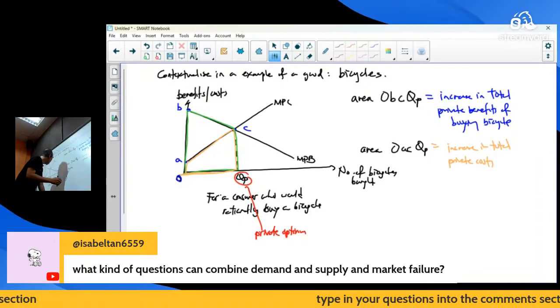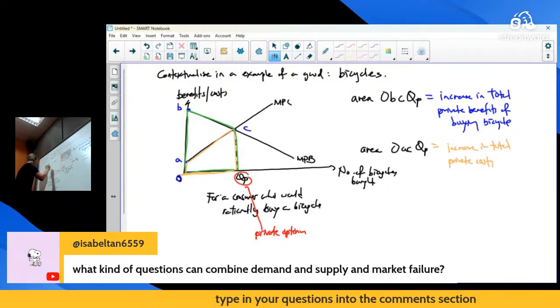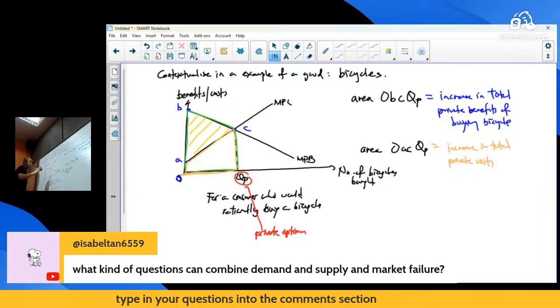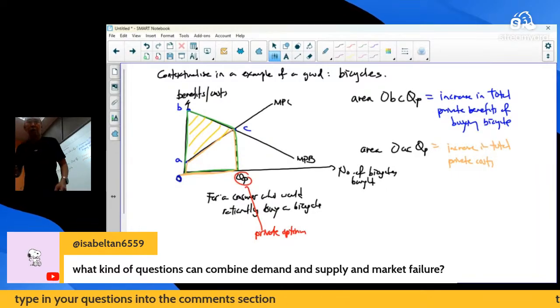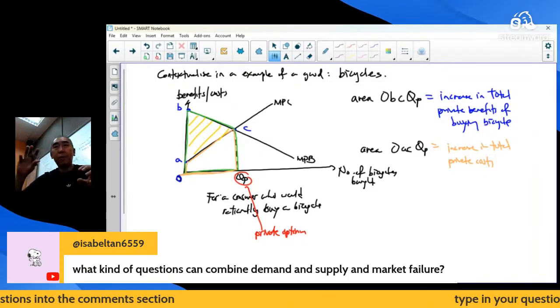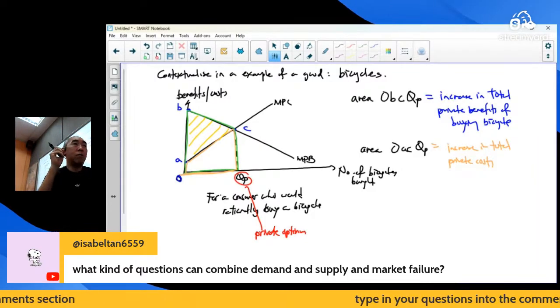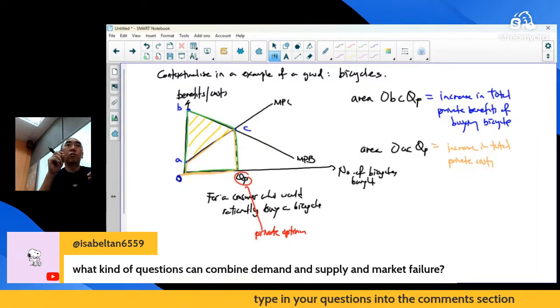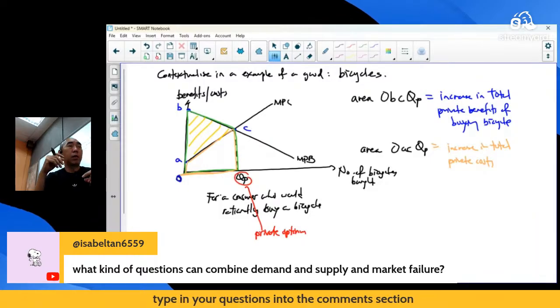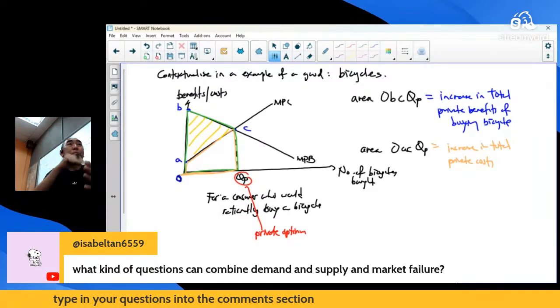So you can see from this graph then, quite obviously, that there is a net gain to the consumer of area ABC. So with a net gain of area ABC shown in the graph, we can now immediately see that the consumer becomes better off by buying a bicycle.